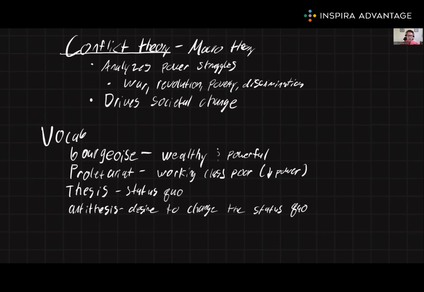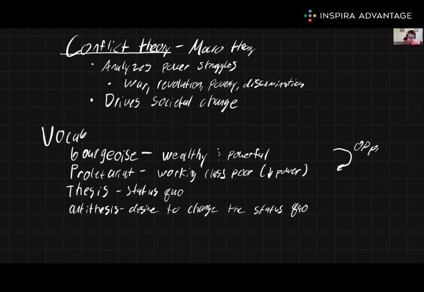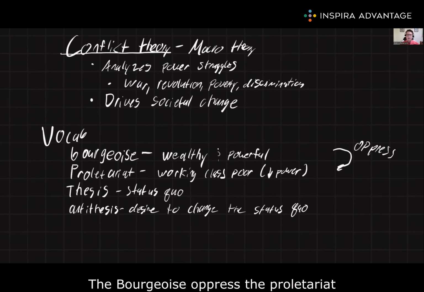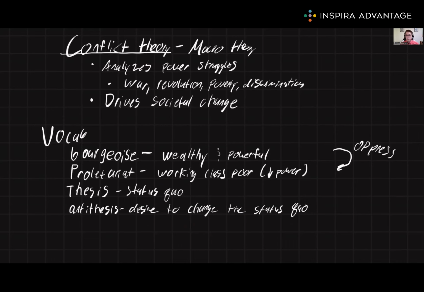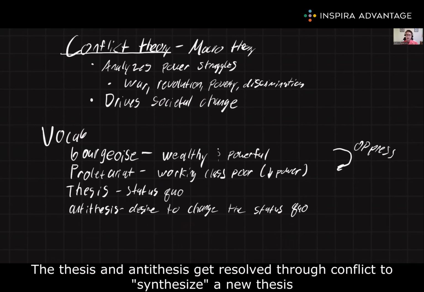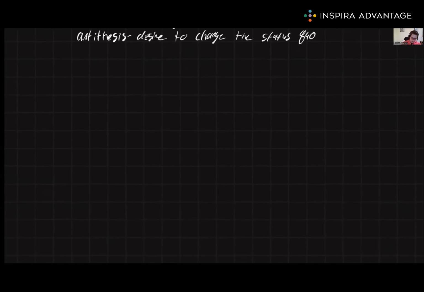The central tenet of conflict theory is that the bourgeoisie, a minority in the population, use their wealth and power to oppress the proletariat. The bourgeoisie wants the thesis to stay the same, whereas the proletariat, once they develop class consciousness, are more in favor of the antithesis. The thesis and antithesis cannot exist peacefully, so conflict happens, and one or a combination of the thesis and antithesis wins out. Let's look at this diagrammatically.